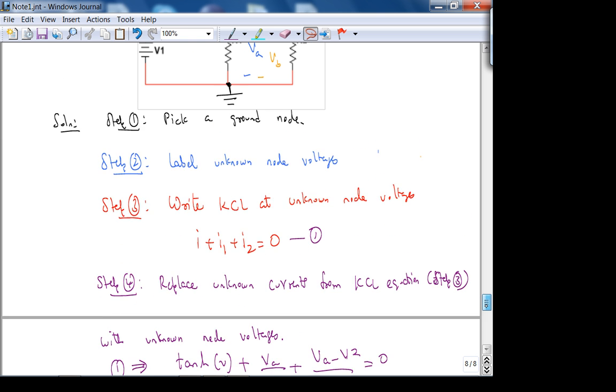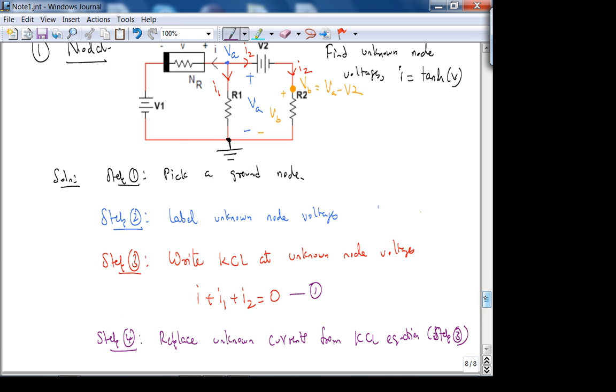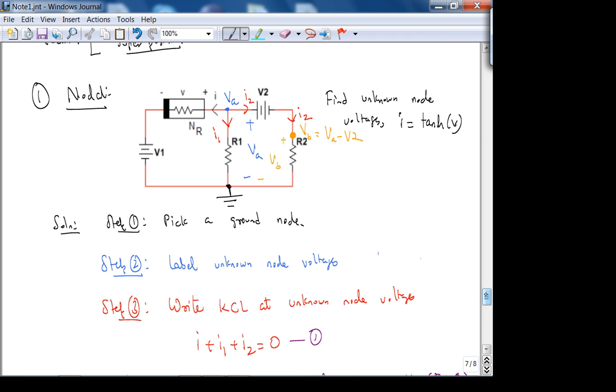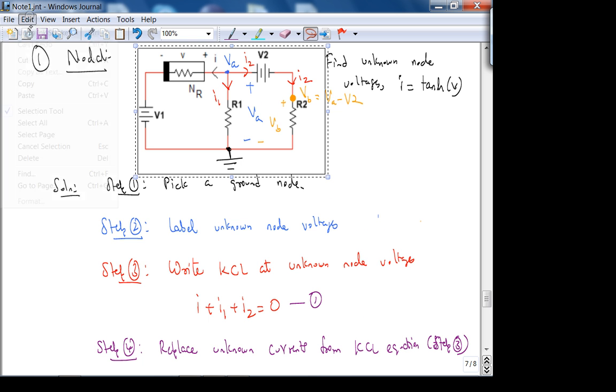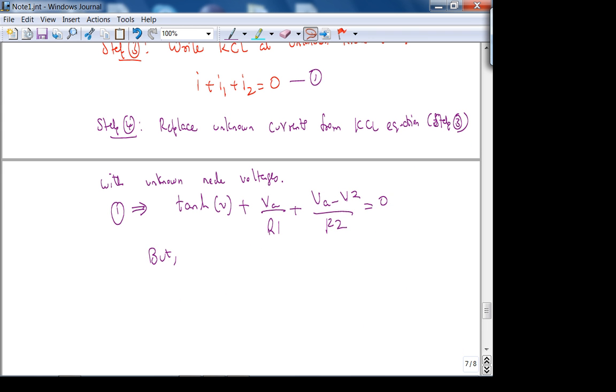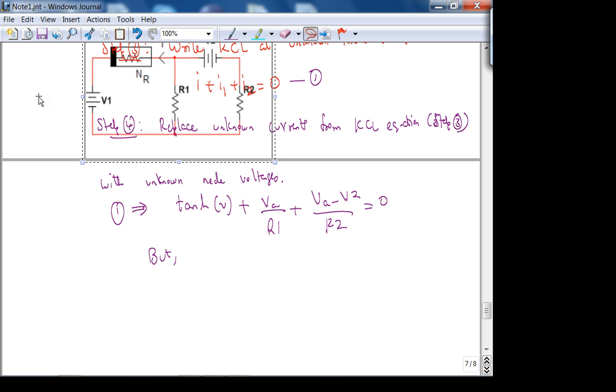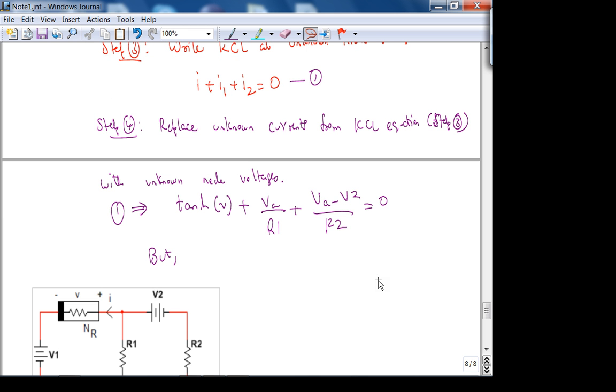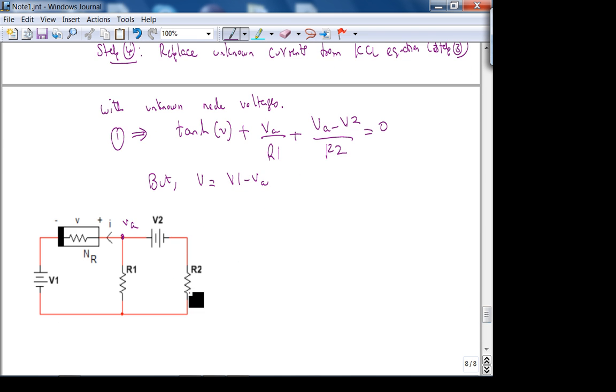So the claim is, let me copy this thing, paste it here. So here is our friend VA. So the claim is V is V1 minus VA. Is that right? So how did you get this? So let me ask you that. It's okay if it's wrong, but this is not correct. But how did you get this? What did you use to get it? What is the systematic approach?